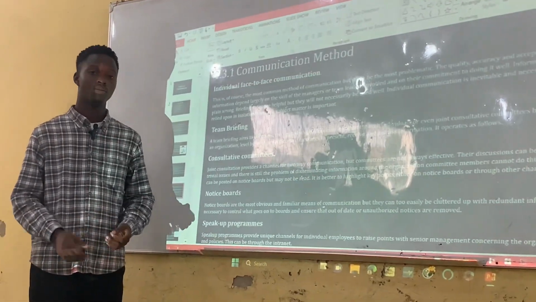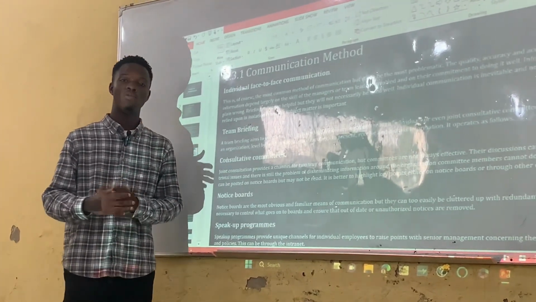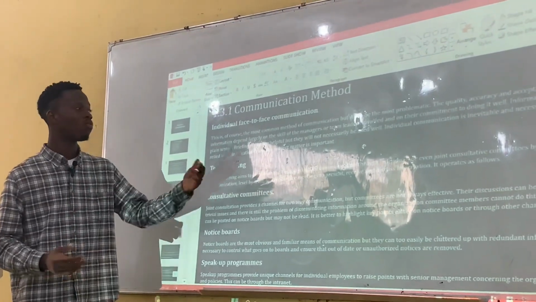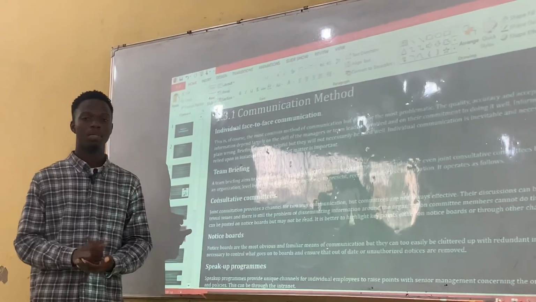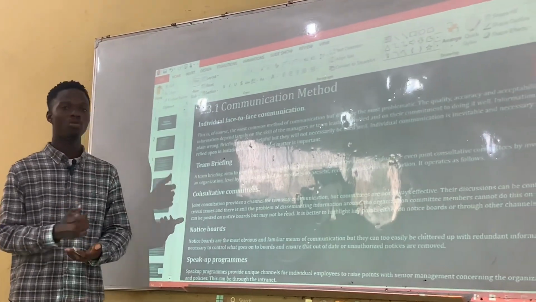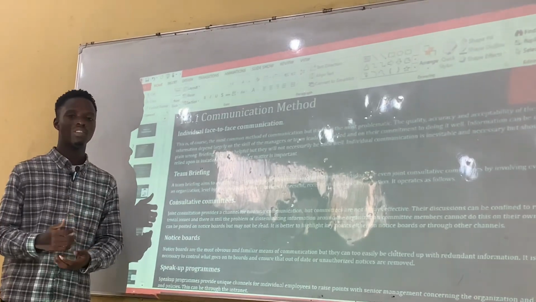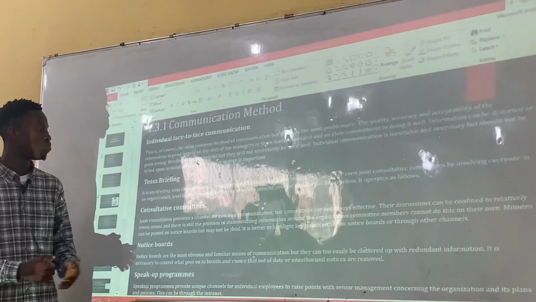Methods of employee communication. The first one is individual face-to-face communication. This involves the use of verbal expression among employees in an organization. It is of course the most common method of communication, but can also be the most problematic. This is because the quality, accuracy, and acceptability of the information depend largely on the skill of managers and team leaders.